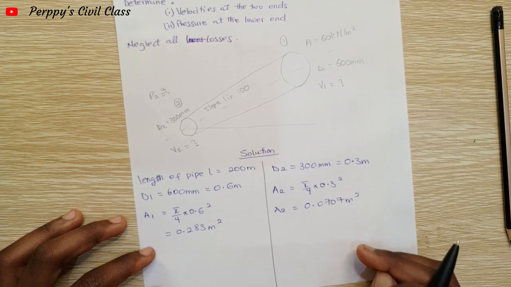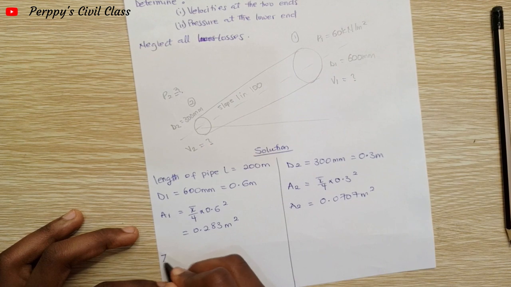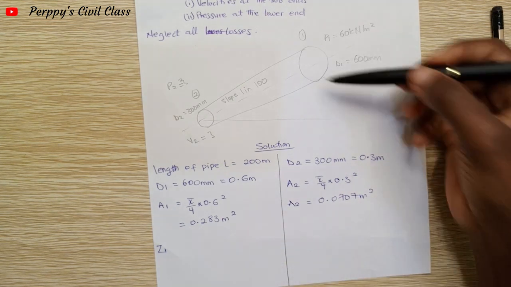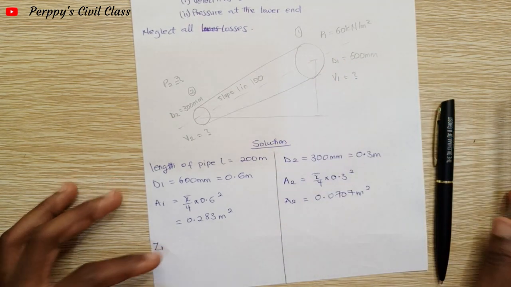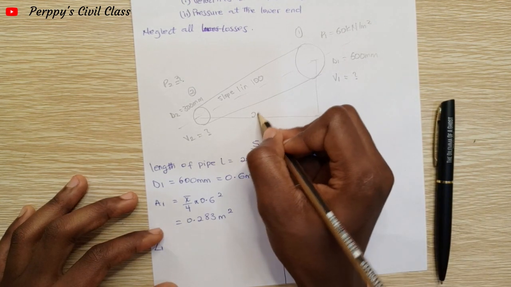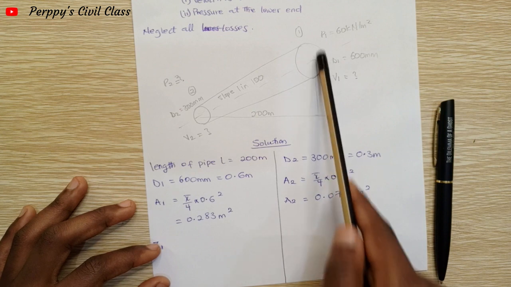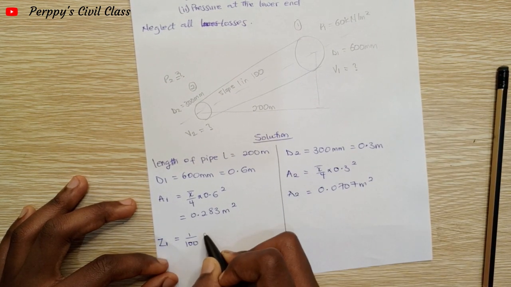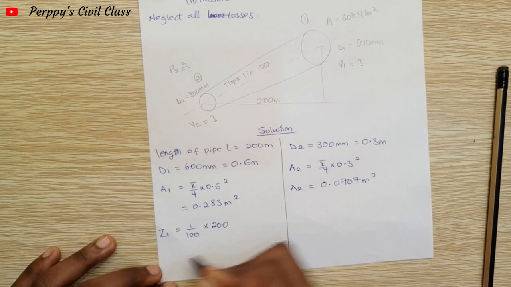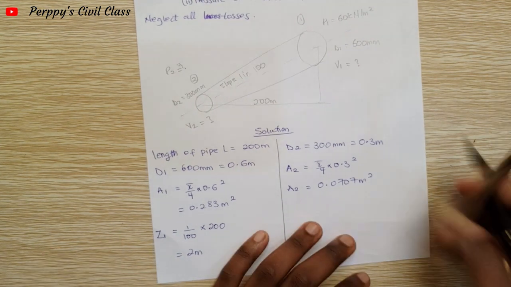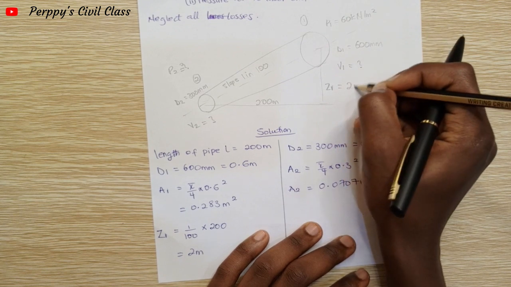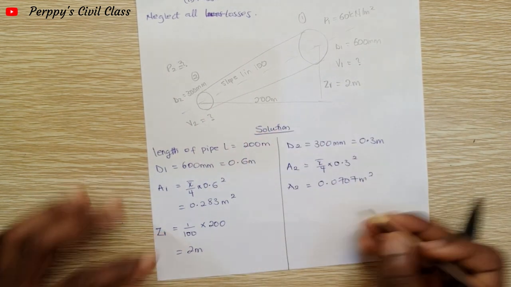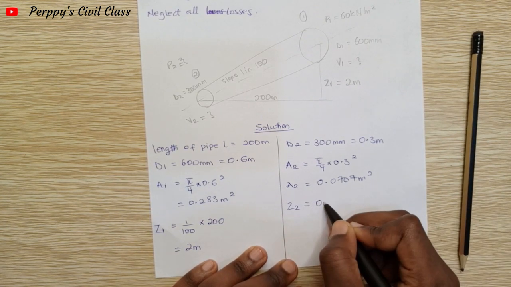Now I have to calculate the height of the upstream, the elevation at 1. We are not given the elevation directly, but we are given the slope. With the distance and the slope, you multiply. Therefore we have a 1 in 100 slope multiplied by the distance of 200 meters, and this gives us 2 meters. So the elevation from the datum line to the upper end, Z1, is equal to 2 meters. The lower end starts from the datum line, so the elevation at 2 is equal to 0 meters.